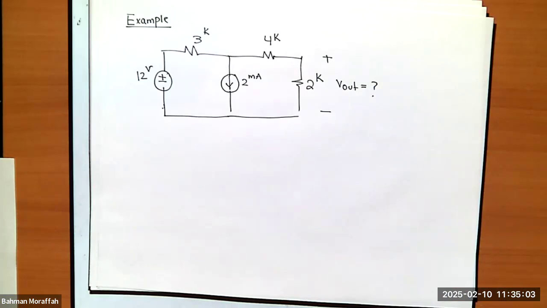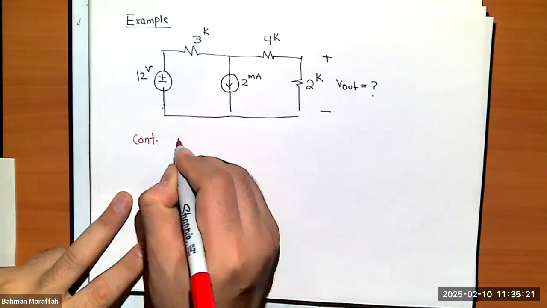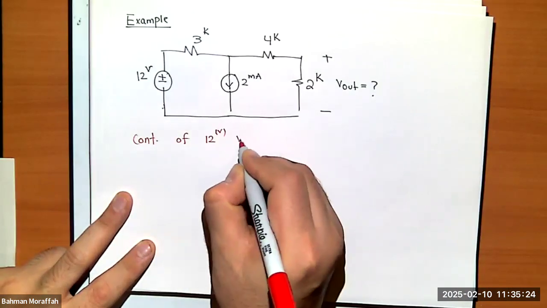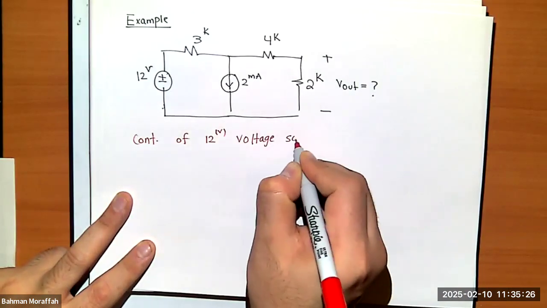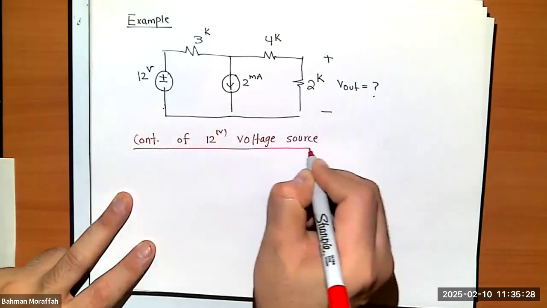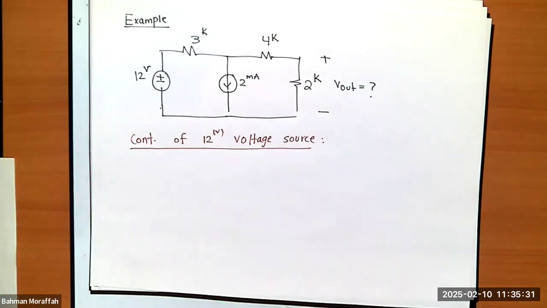The first thing I check, the circuit is linear. It has 2 independent sources. I can apply superposition. Right? So to apply superposition, I have to find the contribution of every single source that I have. Let's just find the contribution of the 12 volts voltage source. How do I do this? I'll keep the 12 volts and zero out the rest of them, whatever it is.